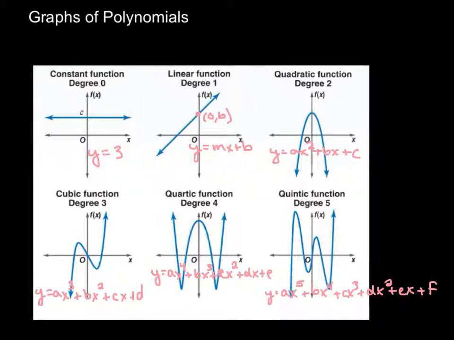Now I want you to take notice. Take a look at these trends. Our odd degrees, 1, 3, and 5, they're all going up on the right and down on the left. Up on the right, down on the left. And our even degrees are symmetric. So they're either both going down or they're both going up.